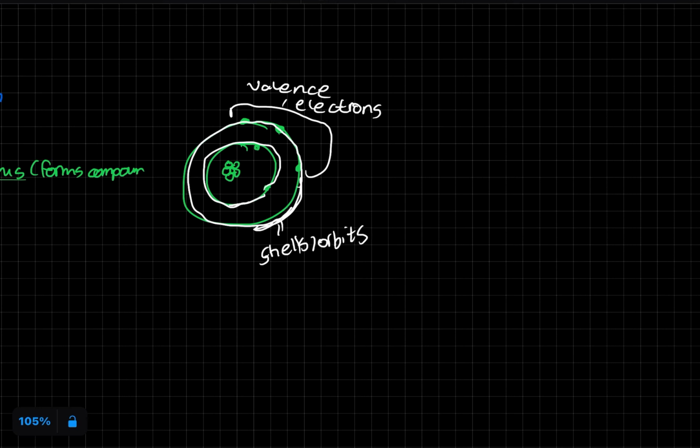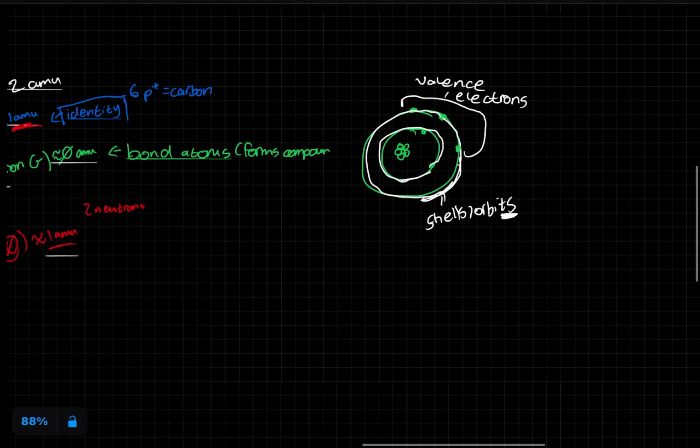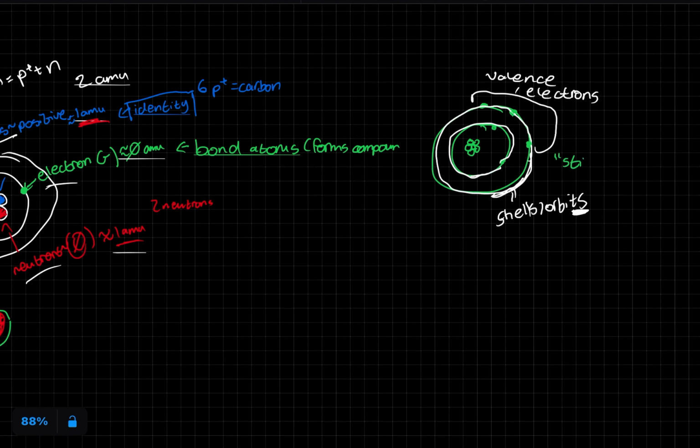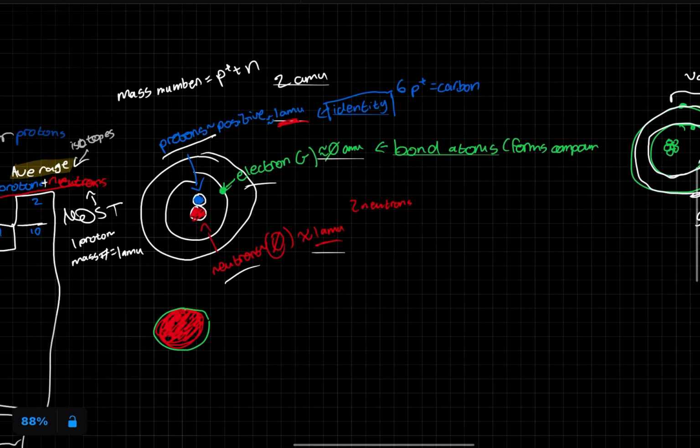Do not call them orbitals. There's a difference between orbits and orbitals. These are orbits, not orbitals. So on the outermost shell or orbit, they're called valence electrons. And valence electrons bond with other elements' valence electrons. That's how they stick to each other, through the electrons. They bond with the valence electrons of another atom.